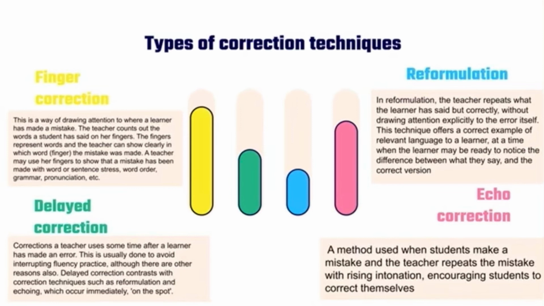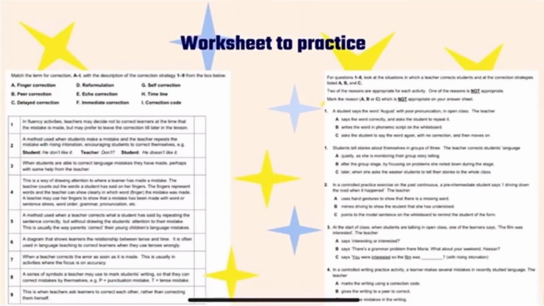This technique offers the correct example of relevant language to a learner at a time when the learner may be ready to notice the difference between what they say and the correct version of the teacher. Echo correction. A method used when students make a mistake and the teacher repeats the mistake with rising intonation, encouraging students to correct themselves. So here you can see the worksheet to practice your error correction.